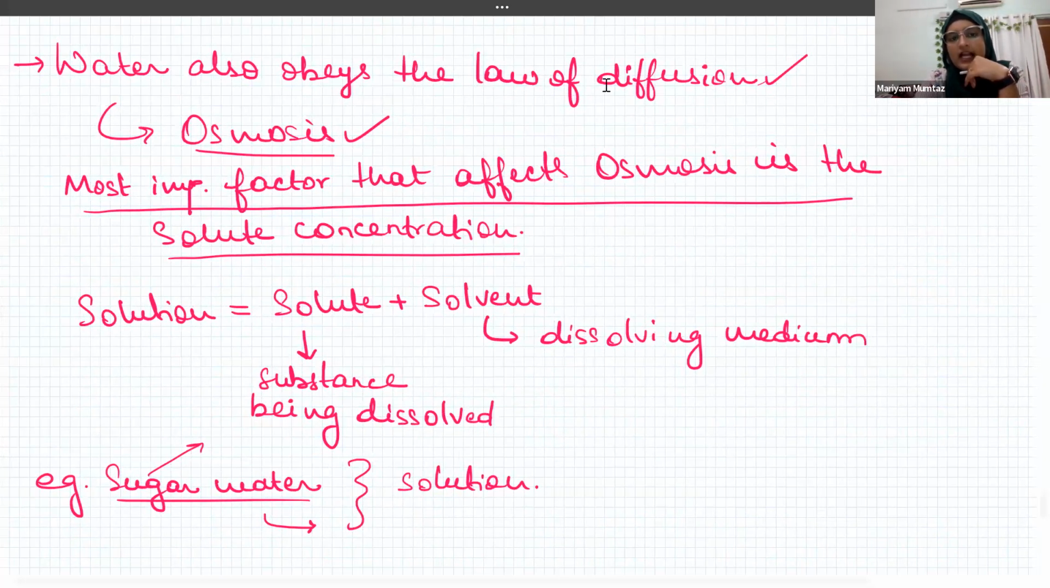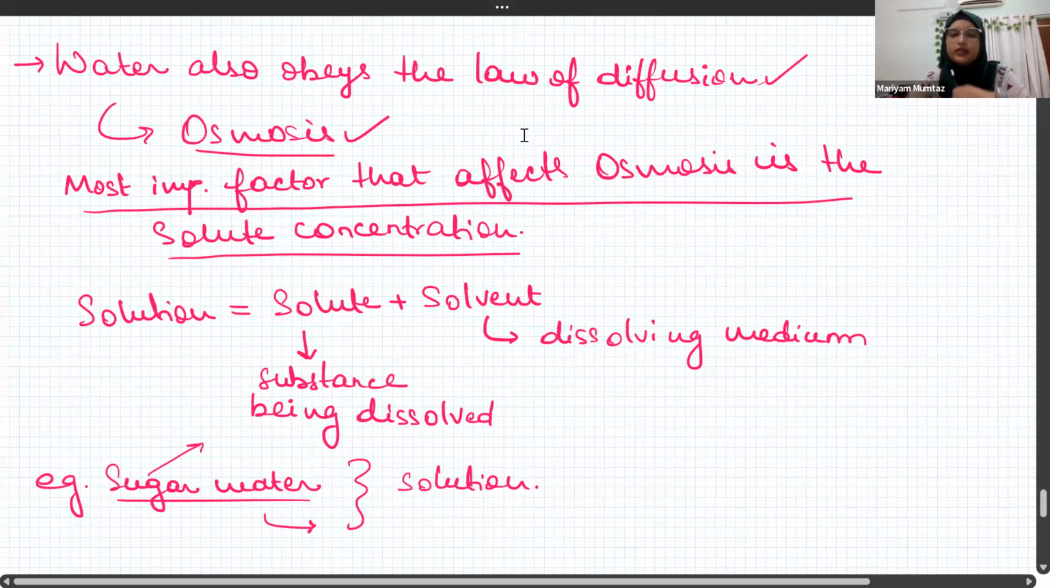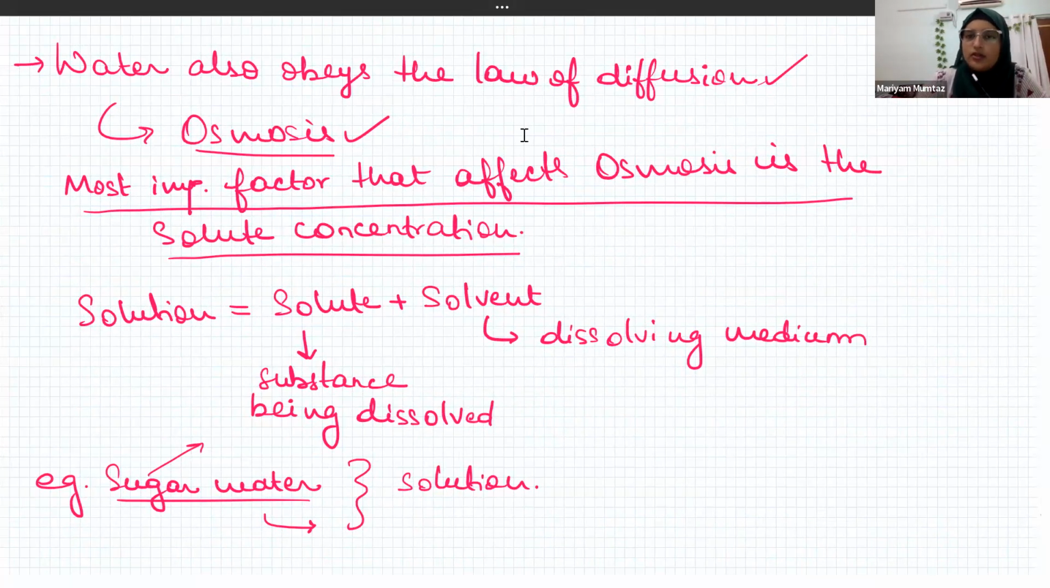Okay. I was talking about how the water obeys the law of diffusion. Water also obeys the law of diffusion, but the process of movement of water is known as osmosis. And it requires a selectively or semi-permeable membrane to move out or inside the cell. And there is a very important factor which affects the rate of osmosis, and that is known as the solute concentration.